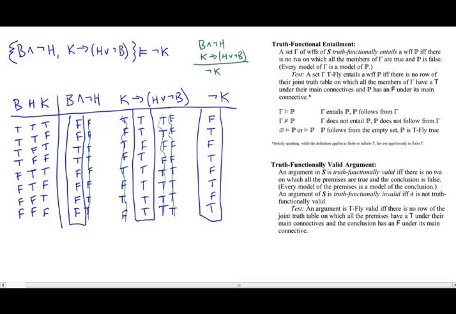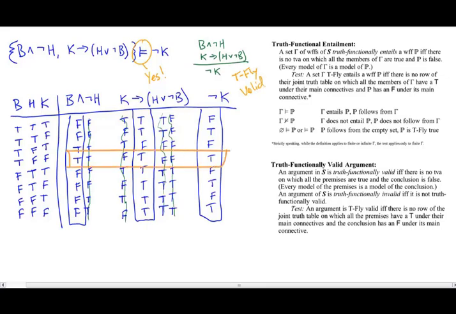As a matter of fact, there is no such row. That is, there is no row where the first two sentences come up true and the target or conclusion comes up false. That means that the entailment holds and that the argument is truth functionally valid.